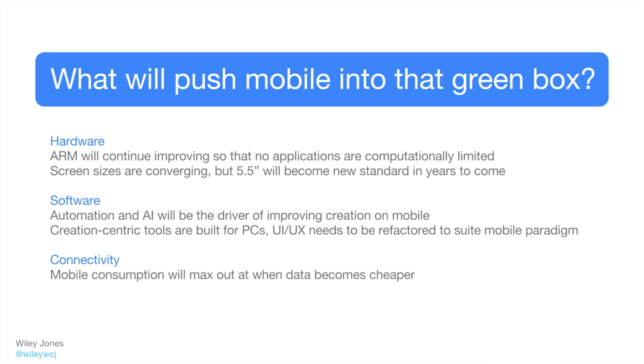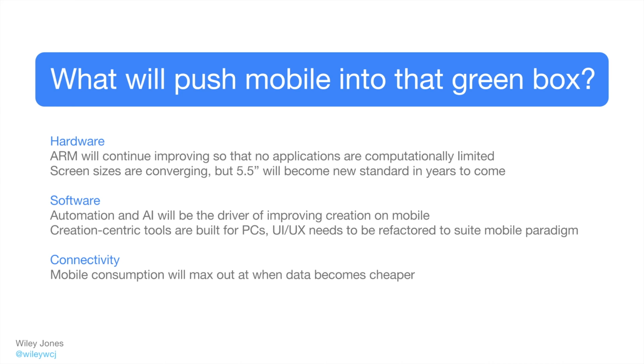In hardware, it's maybe a little bit more obvious. We've got the processors, the engine, which for mobile is ARM as opposed to x86, and I'll get into that in a minute. And then screen sizes, they're converging. 5.5 inch, I think, is going to become the new standard in the future. Probably 3 years out, we'll see it begin to dominate.